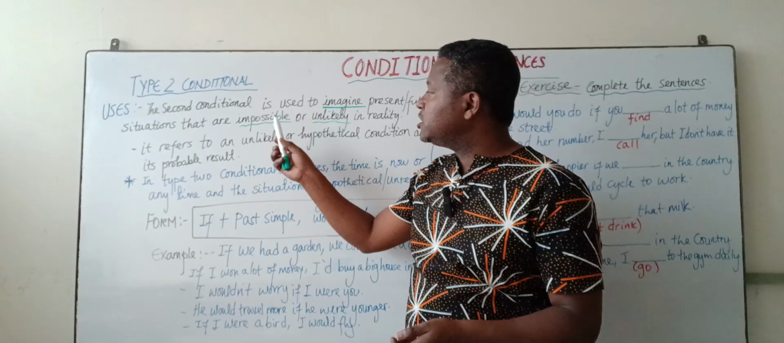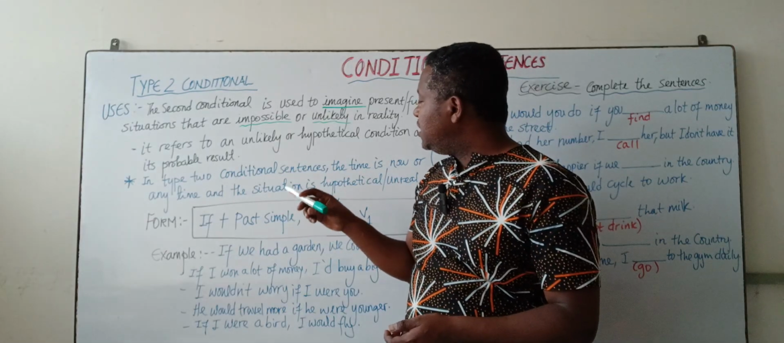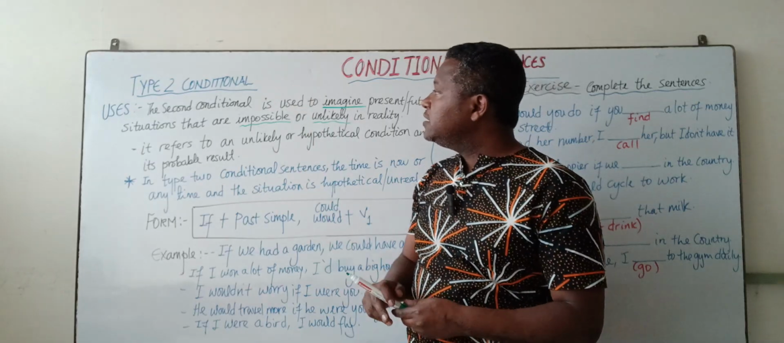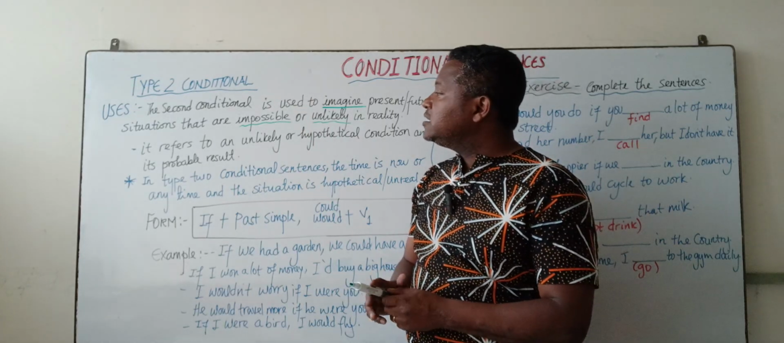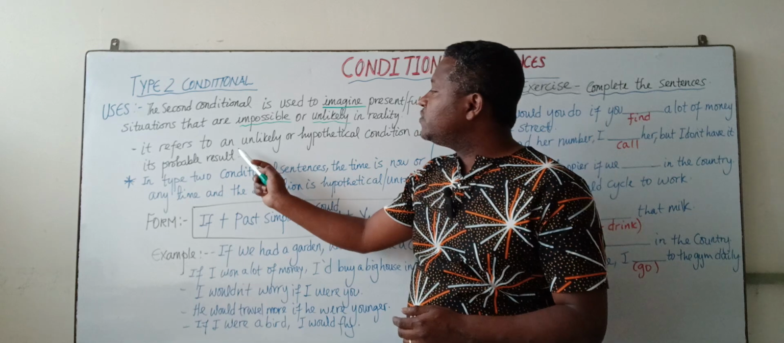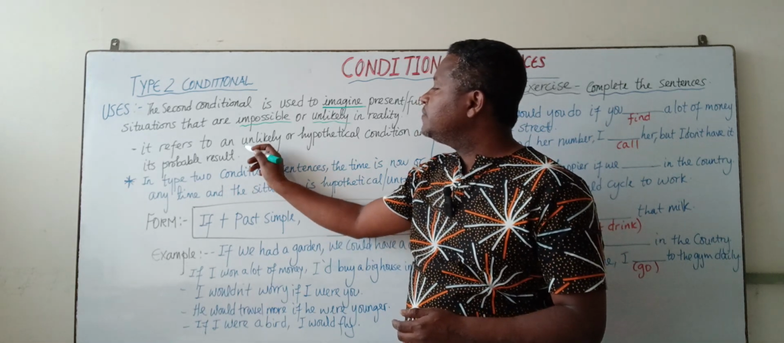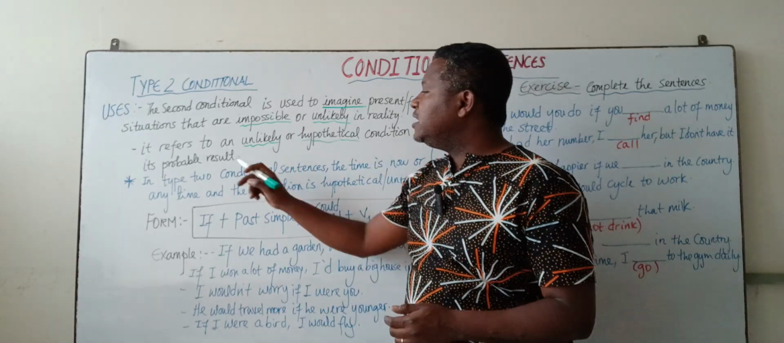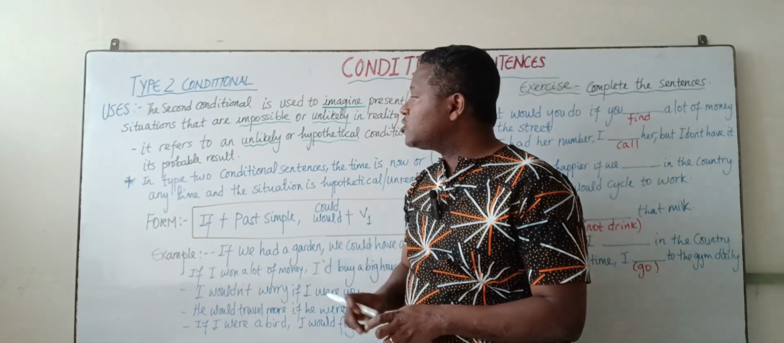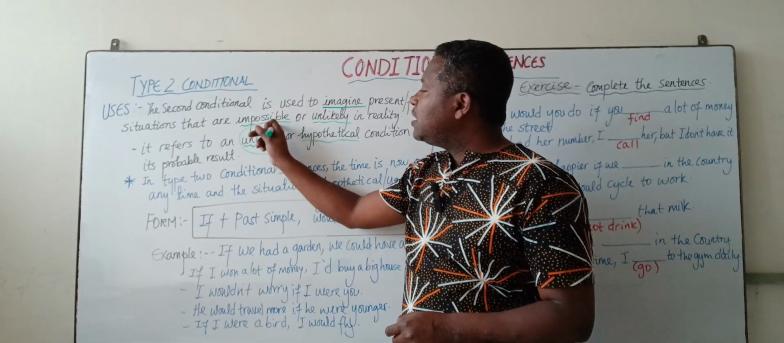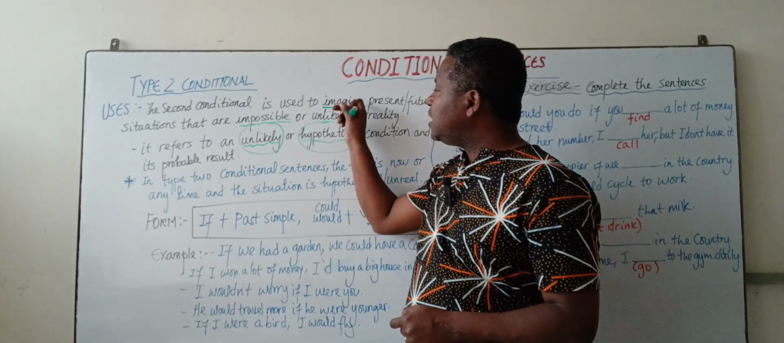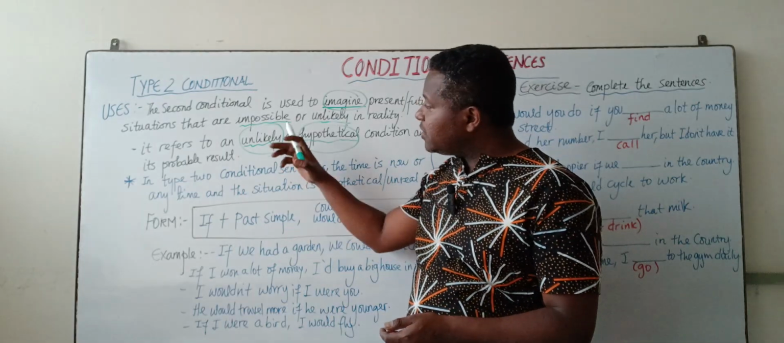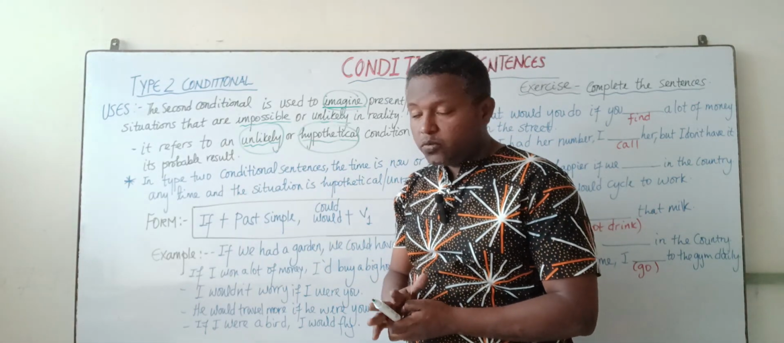When we want to talk about such things, having a probable result, we use conditional type 2. It is also used to refer to an unlikely or hypothetical condition and its probable result. So these are all unlikely, hypothetical, imaginary situations that we deal with in conditional type 2, all right?